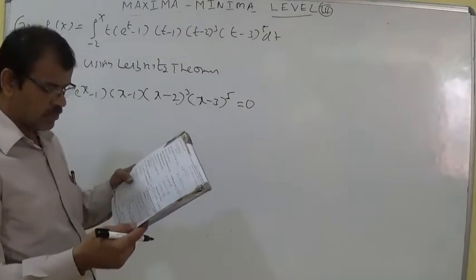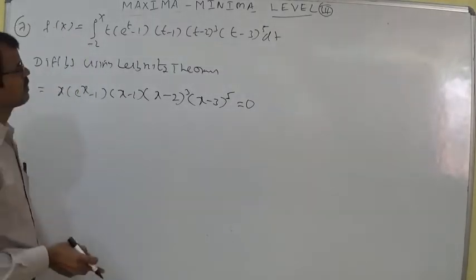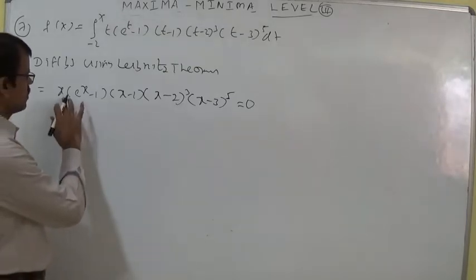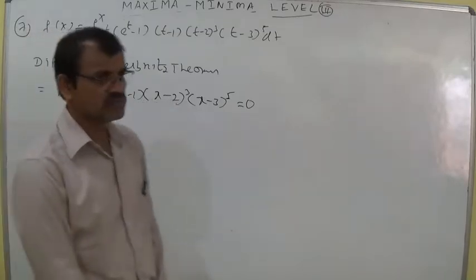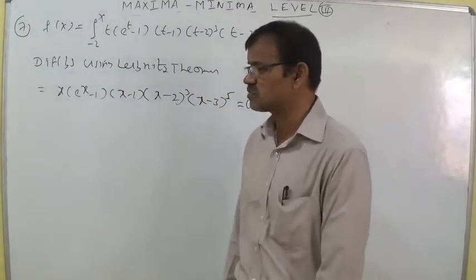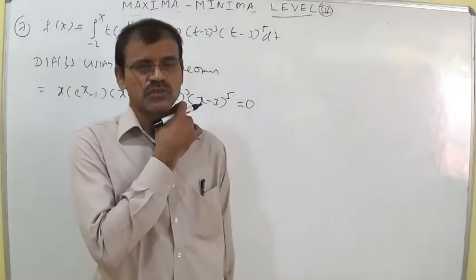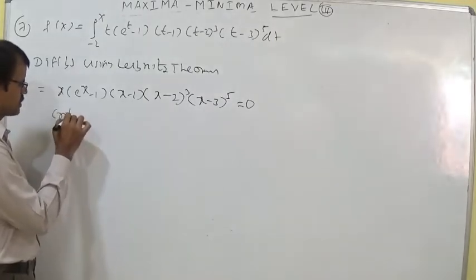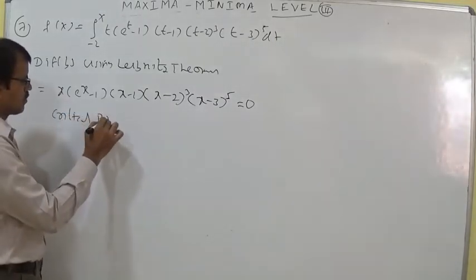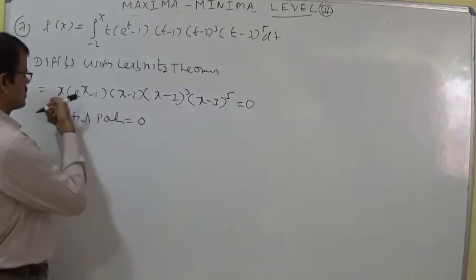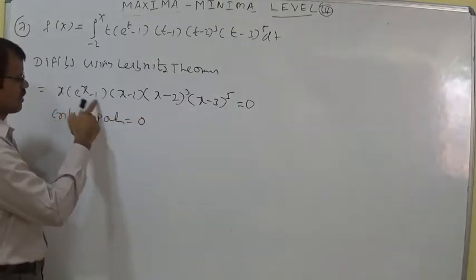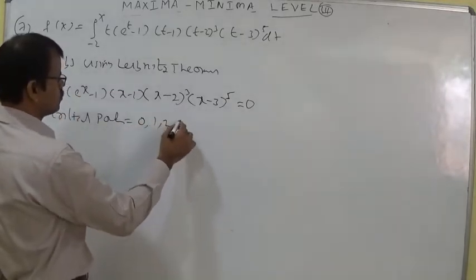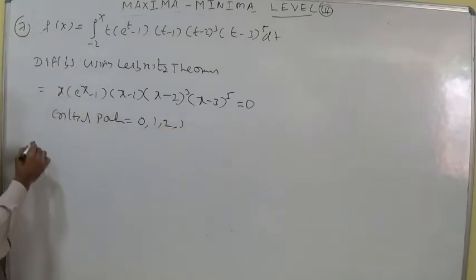The function has a local minimum, he said. According to Leibniz theorem, we got this value. The first derivative has only 5 terms, so calculation of the second derivative is horrible. Let us discuss using the wavy curve. I am writing the critical points here. First, x is 0. Of course e power 0 is 1, and 1 minus 1 is 0. This is also 0, no need to write 0 twice. The critical points are 0, 1, 2, 3, that's all.